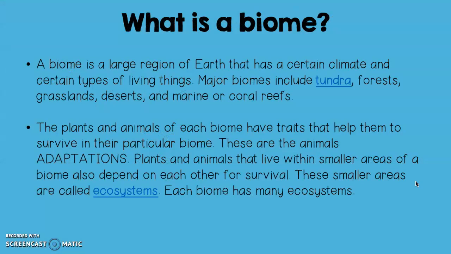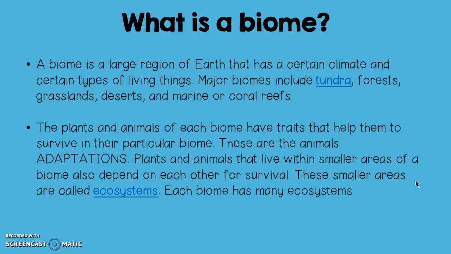What is a biome? Well, a biome is a large region of Earth that has a certain climate and certain types of living things. Major biomes include tundra, forest, grasslands, deserts, and marine, which we would think of as ocean, or coral reefs. The plants and animals of each biome have traits that help them to survive in their particular biome. These are the animals' adaptations. We should all be familiar with this.